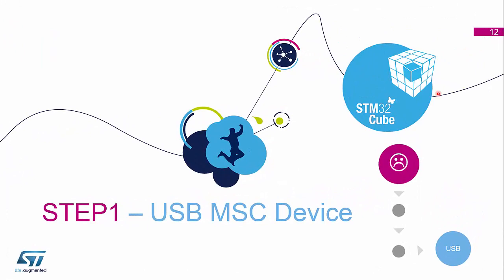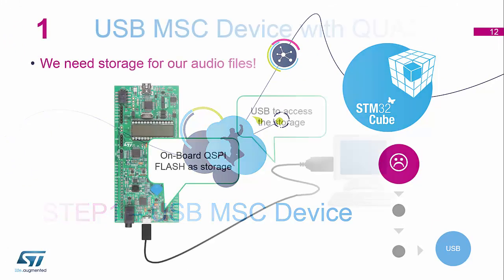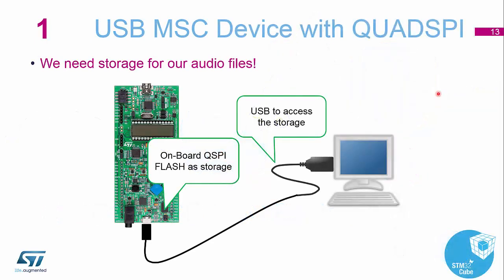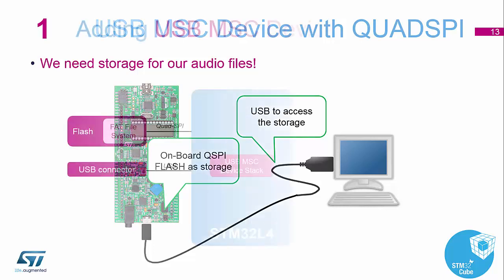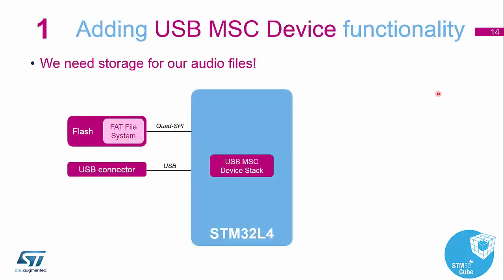So section one, USB mass storage. The first thing we need to do, we need to store the audio files from the PC into our target board. To do this, we will need to use the USB mass storage libraries and functionality of our device.